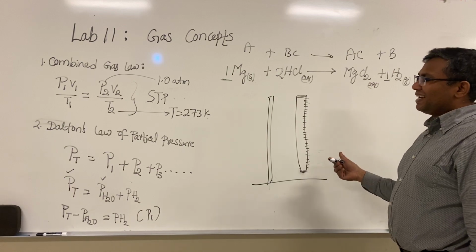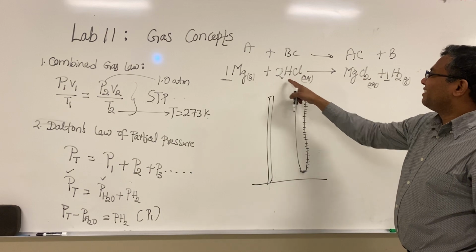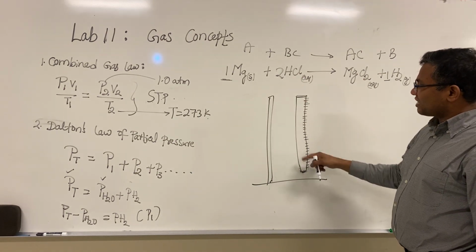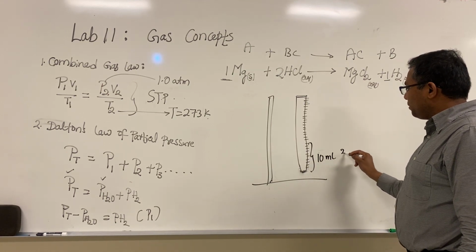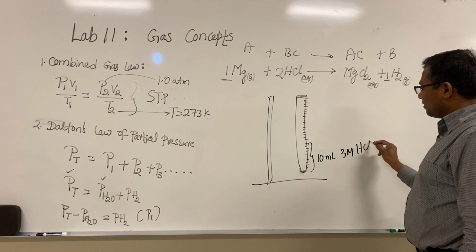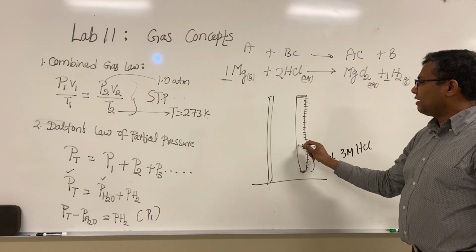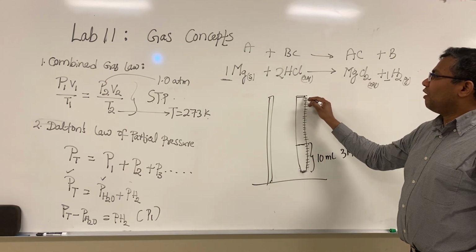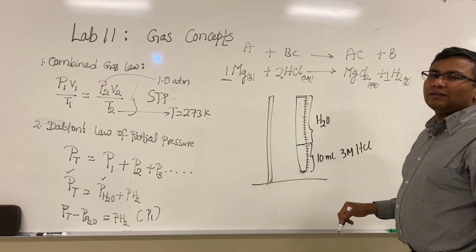What are the things I need here? I need a metal and I need acid. So what are we going to do? First, I'm going to fill this glass tube with 10 ml of 3 molar HCl. I slightly tilt it and fill it with 3 molar HCl, and once I fill it, I top up the remaining volume with water.